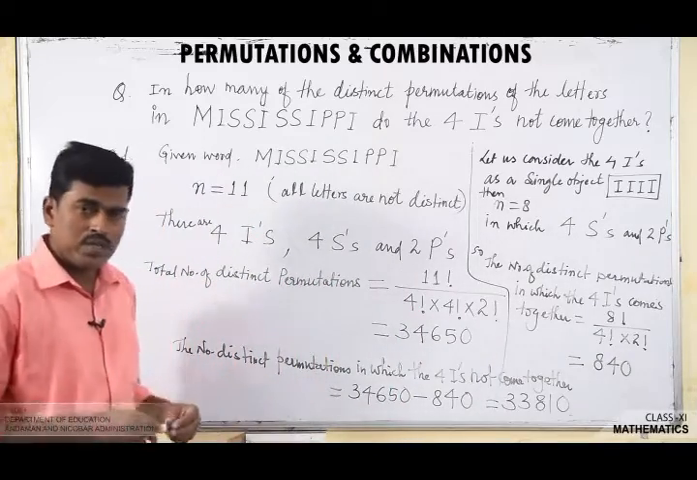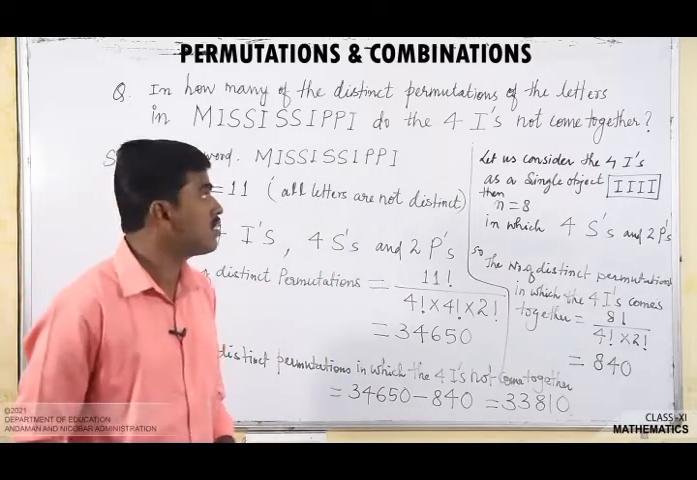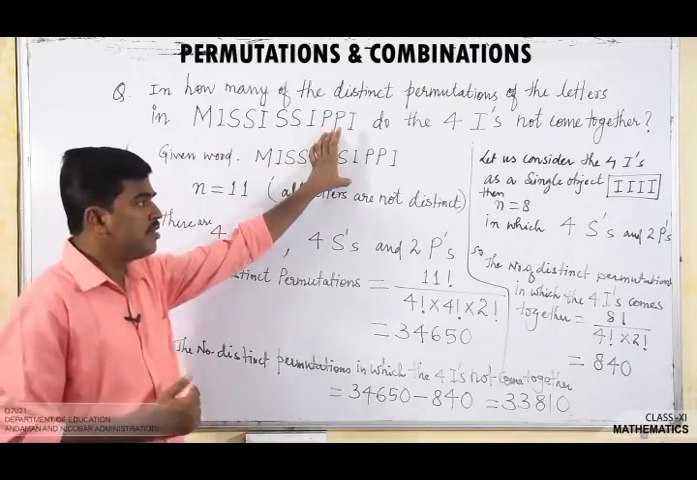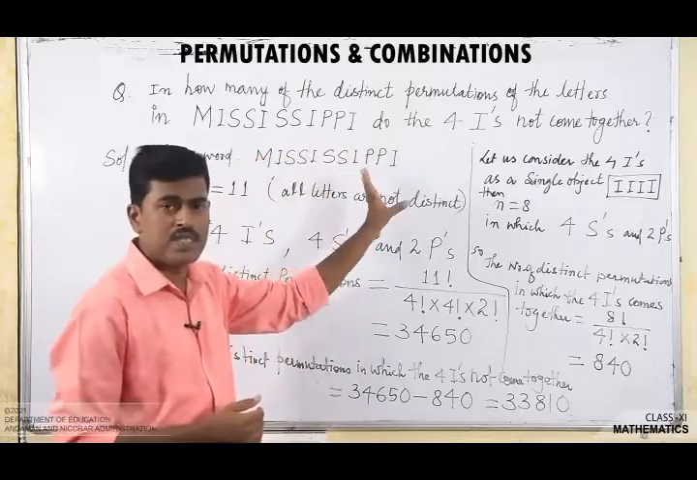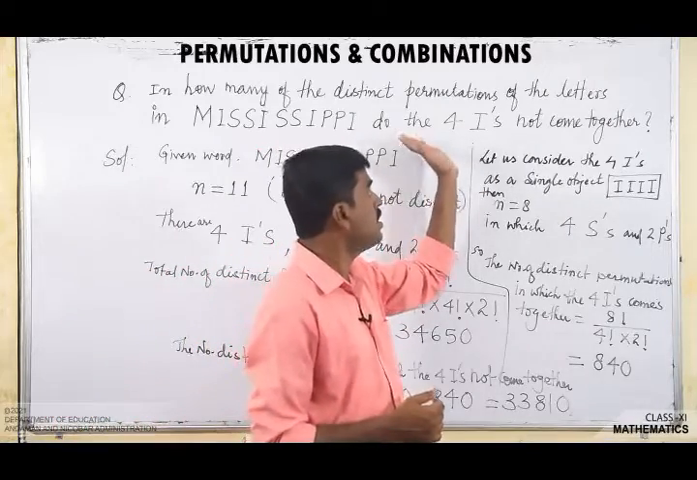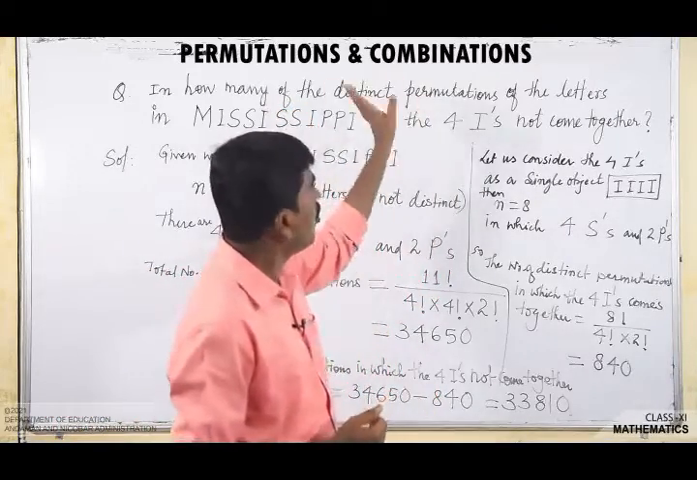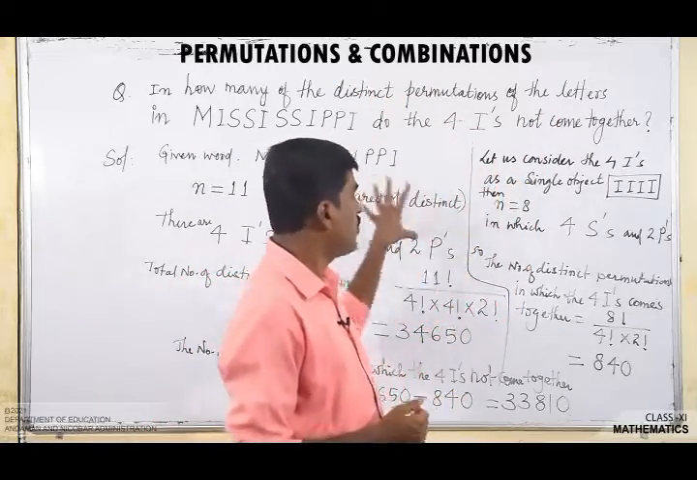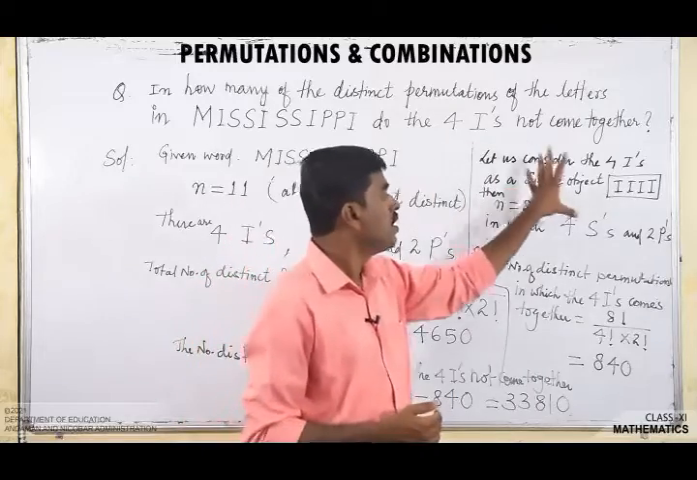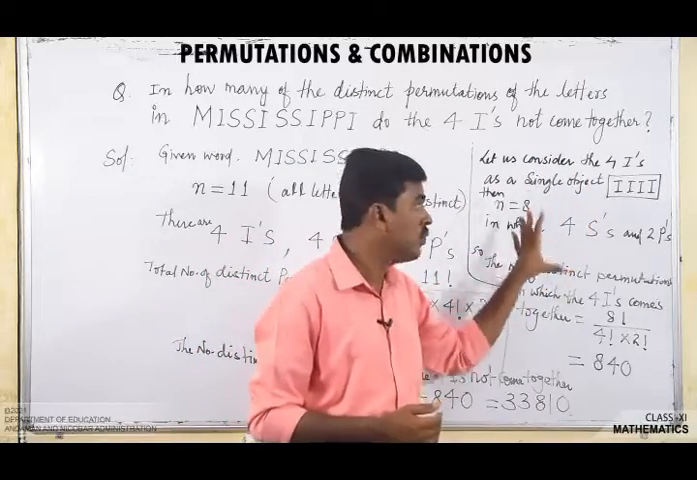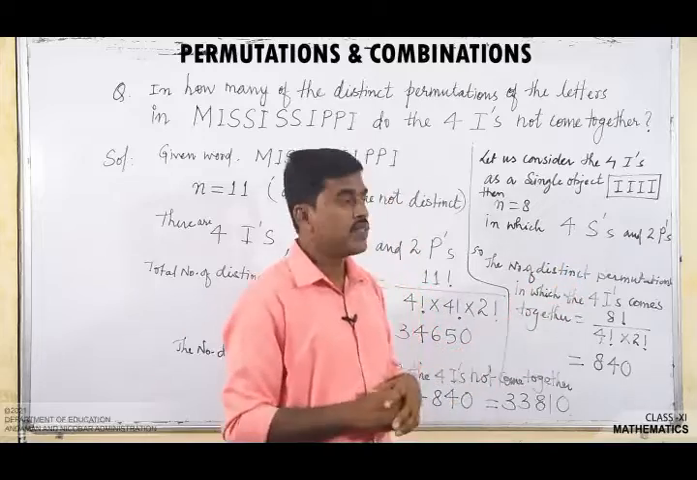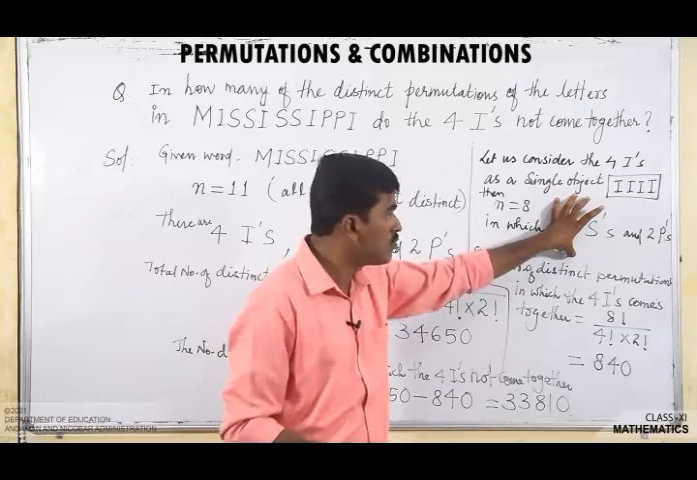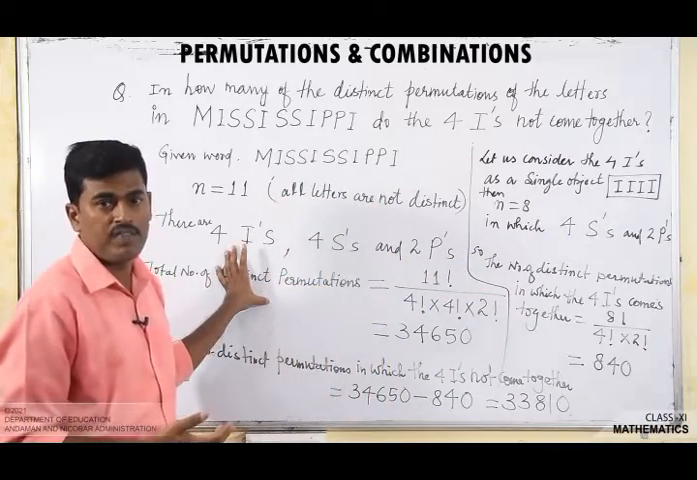So in this type of question, first of all we have to find the total number of distinct permutations of the letters of the given word. Here the given word is Mississippi, and it is asked in how many of the distinct permutations the 4 i's do not come together. So first we find the total number of permutations, then the number of distinct permutations in which the 4 i's come together, and then subtract that from the total number of permutations.